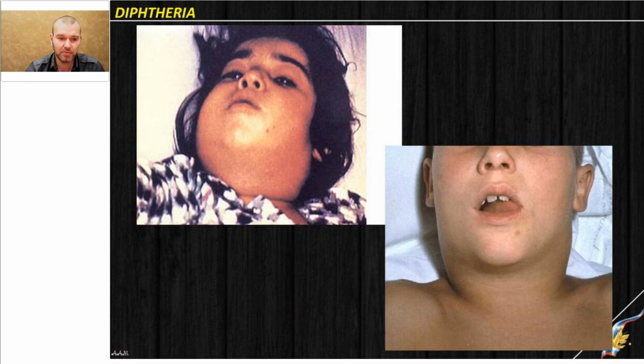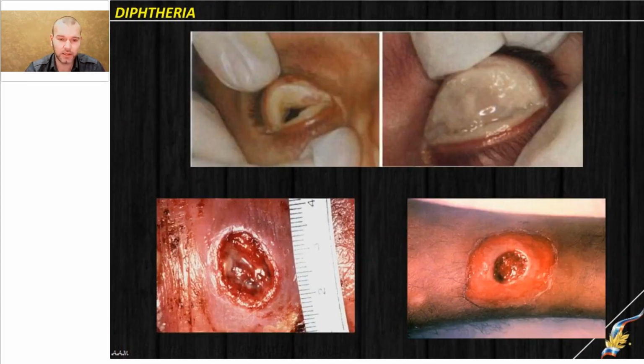So in severe cases, even by general appearance, you can suspect the disease, even if the membranes are not easily observed. Two other clinical forms of diphtheria. In the upper picture, you can see that tissues of the eyelashes are affected with the same membranes, white to gray color, and the whole eye can be obstructed by those membranes. Of course, in severe cases, it will lead to serious problems with visual acuity.